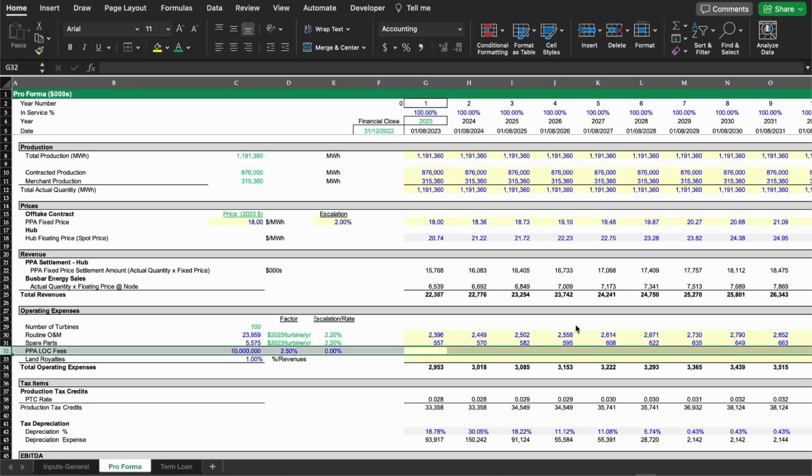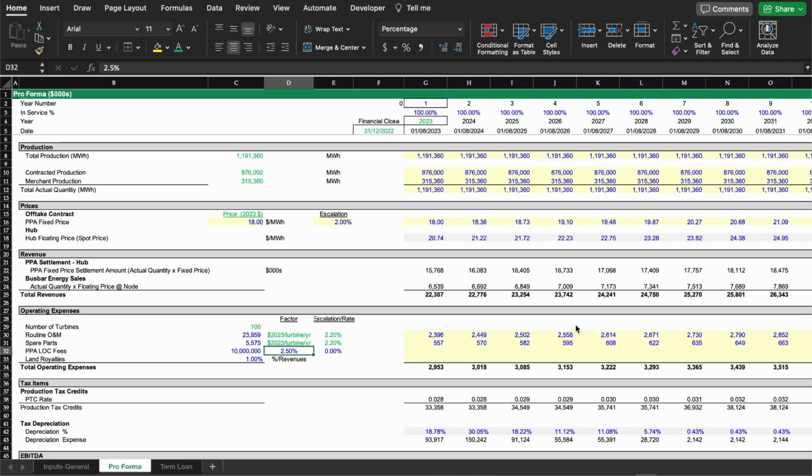Okay, PPA LOC fees. That should be PPA letter of credit fees. Okay, that should be it. So there's no escalation. There's a 2.5% on a $10 million letter of credit. Okay, so what I'm assuming here, the off-taker has asked the developer to have an LOC open, letter of credit, in the value of $10 million. And that's going to cost the developer 2.5% of the $10 million. That's my assumption. Looks logical. But again, if you don't know, just ask. Even if you have no clue what LOC is, just ask. I don't think it's going to harm you to ask it, right?